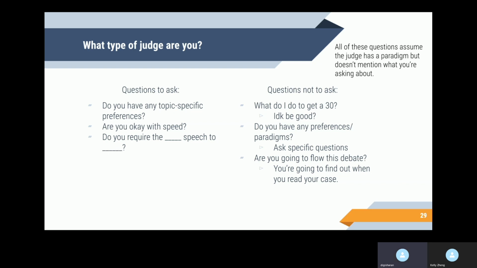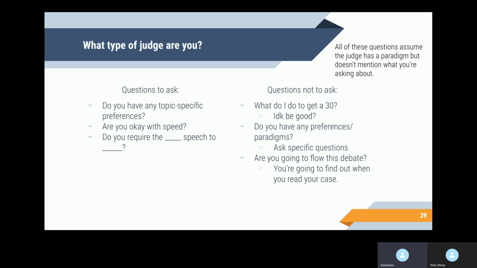Questions you should not be asking: the first one is, what should I do to get a 30 in the round? I promise you as a judge, this is really annoying because we honestly don't know the answer to this. Just debate well and adapt to the paradigm and you should get a 30, or at least high enough speaks.